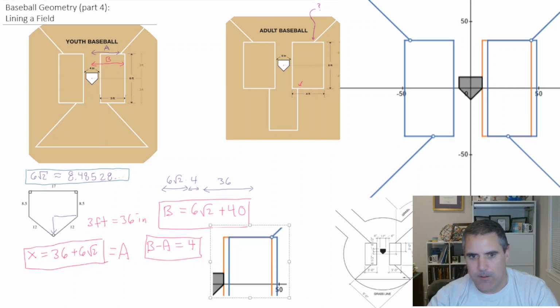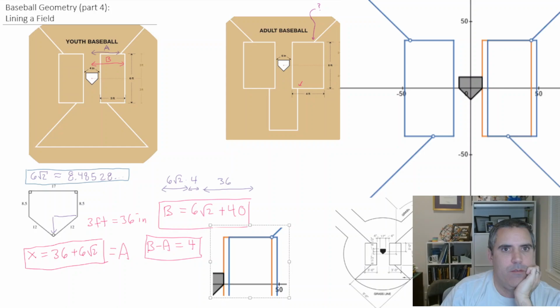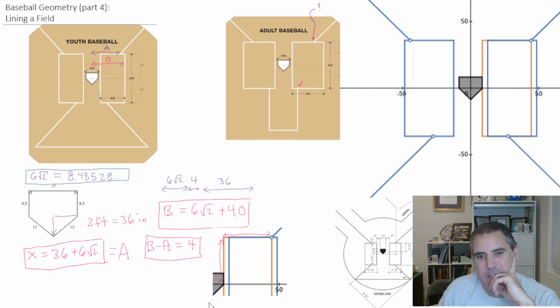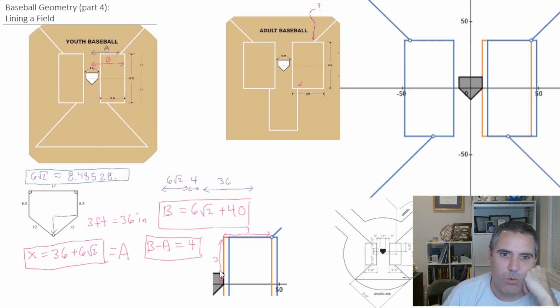So what I'm saying here is that because the slope is 1, however far you go over is the same amount you're going to go down. So that tells me, since it's 3 feet up and it's 3 feet over for the batter's box, it's going to hit the corner. So if you shift it over 4, it's going to hit the corner, which means it's 4 inches. And I was like, oh.